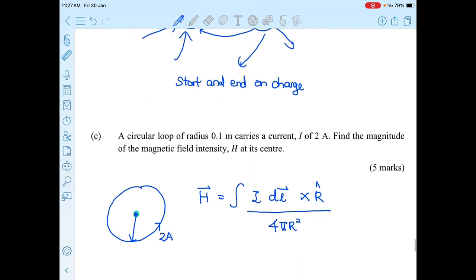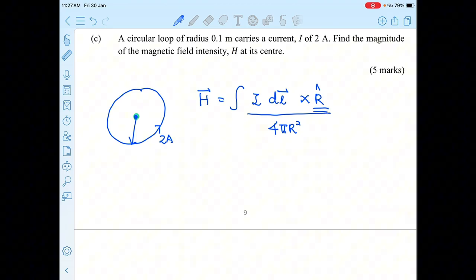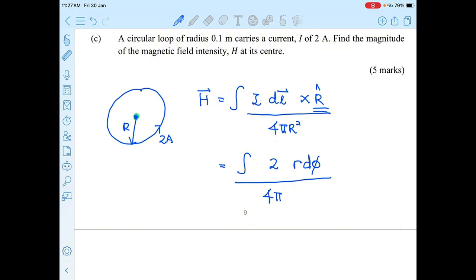R squared. So this one is the direction, so we will put the direction aside and just focus on I and dl. If we integrate, I is 2, dl is the length of the wire, so we can represent dl using the cylindrical coordinate system, r dφ, and then we have 4 pi r squared. r is the distance between the wire and your observation point, so it follows the dimensions of your radius, which is 0.1.